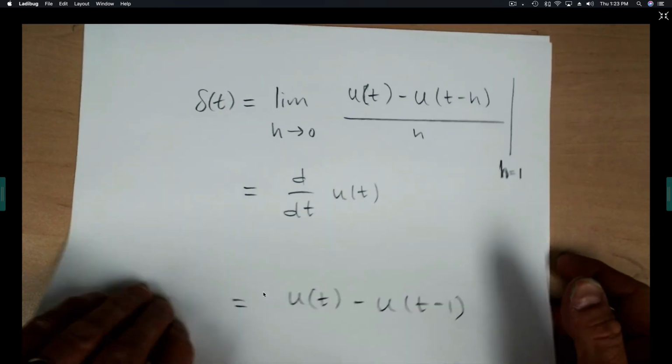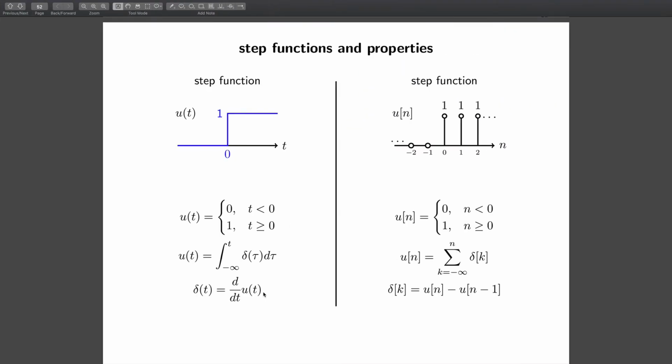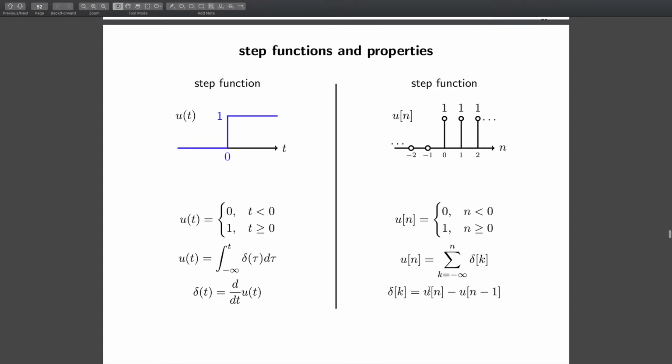You really can't take the derivative in discrete time, although we will come very close to doing that later in the course when we talk about differentiating filters. But for right now, just keep in mind that integrals in continuous time become sums in discrete time, and derivatives in continuous time turn into these delayed differences in discrete time.